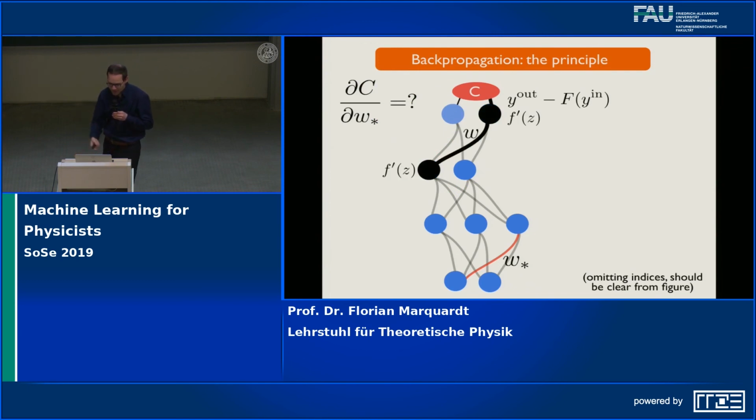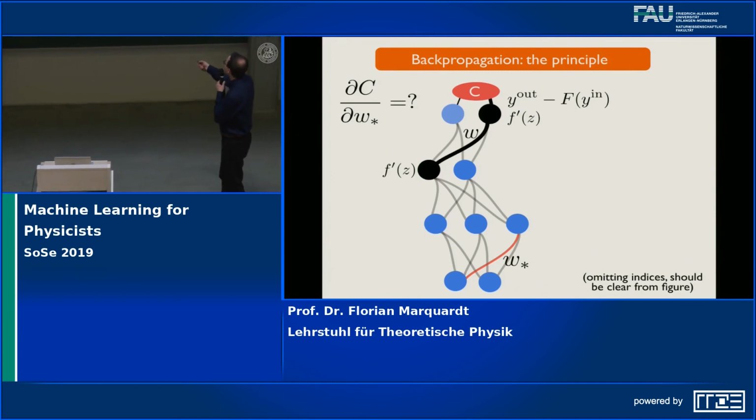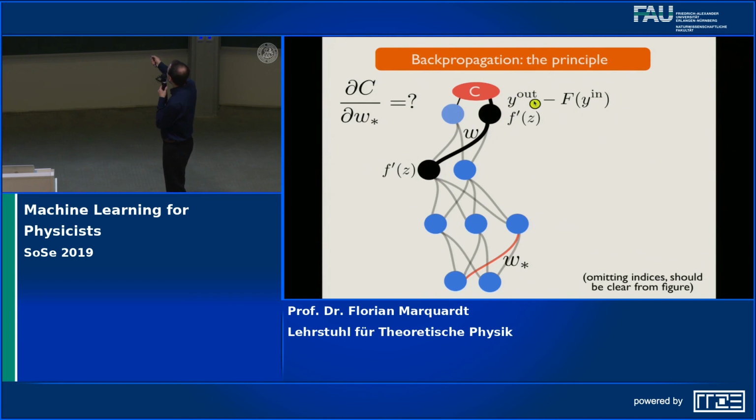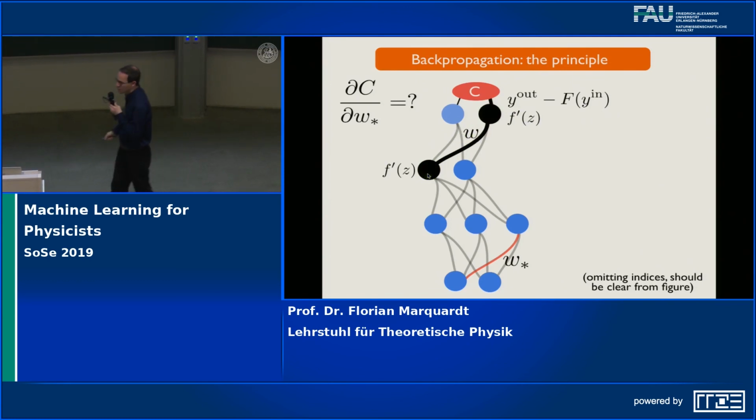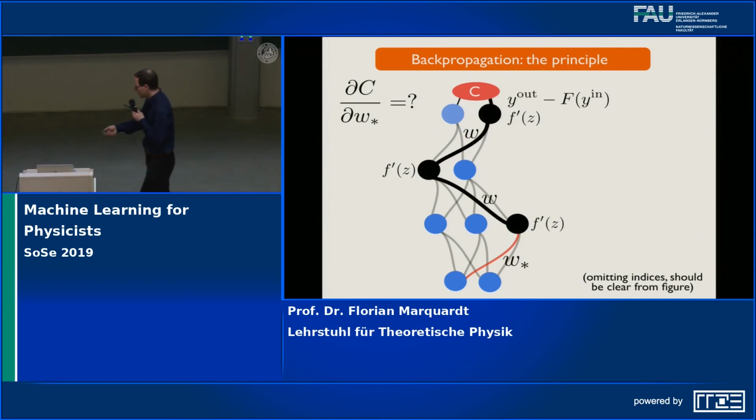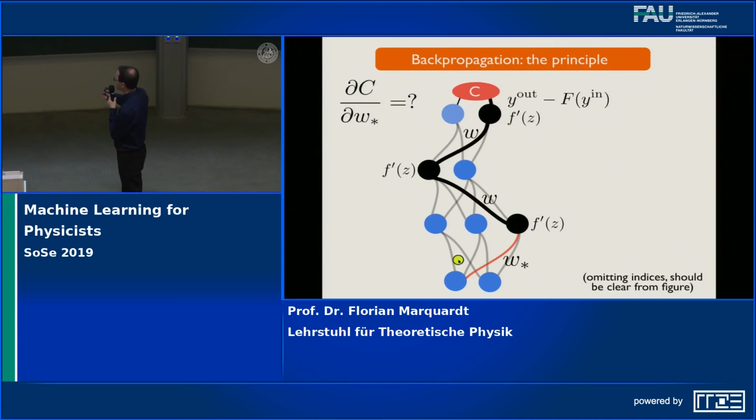This is maybe another graphical way of explaining back propagation once more. So this is the deviation vector, the actual output minus the target output. Then whenever I hit a neuron, I have to calculate an f prime. Whenever I have a connection, I have to multiply by the weight of this connection. In this way, I can go down the network, and finally I hit the actual connection with respect to which I wanted to calculate the gradient.